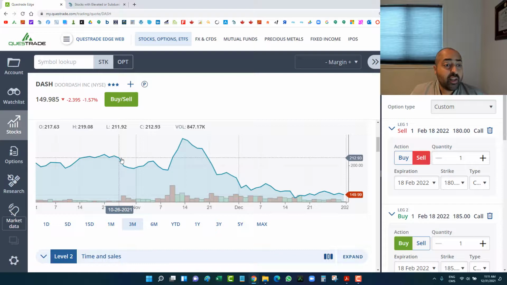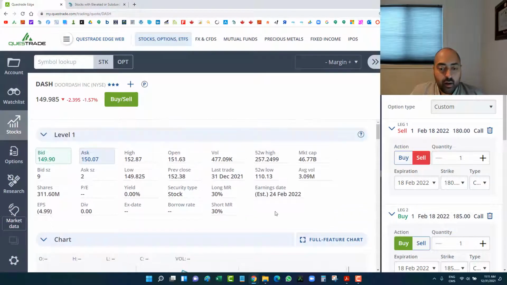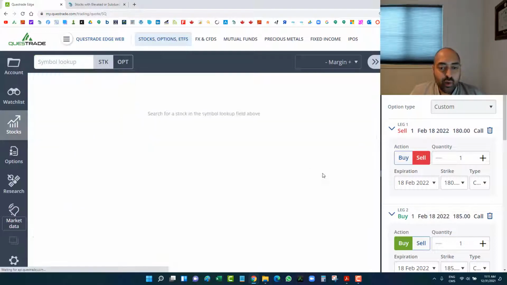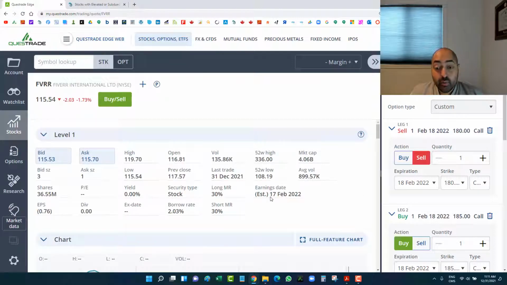Now, another thing to look at is earnings. Does it have earnings before February 18 expiry? So earnings is estimated February 24, so it could change. Let's look at Square. Earnings is February 22nd, and Fiverr earnings is February 17. So Fiverr estimated February 17, expiry will be February 18. So I'm probably not going to roll Fiverr because I don't want to have a trade going into earnings. So I'm not going to roll Fiverr and just hope that it stays above 115 by January 21st.